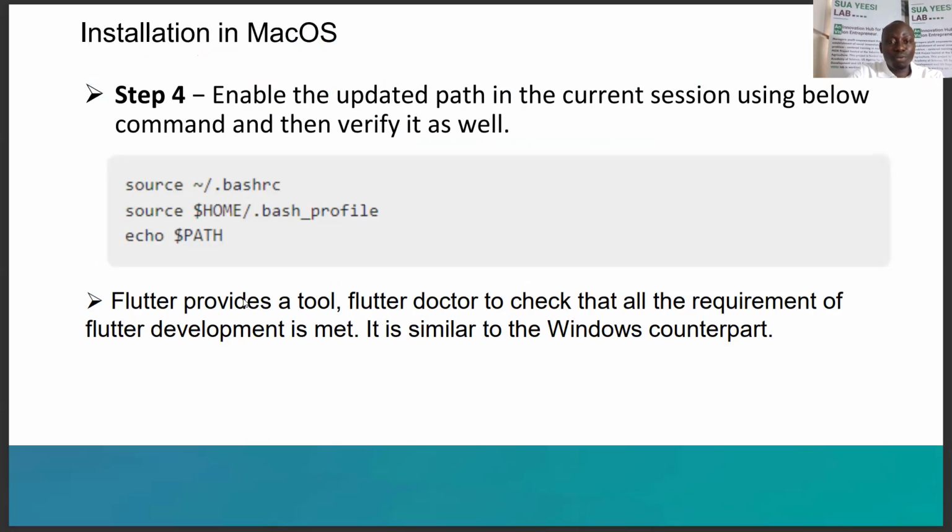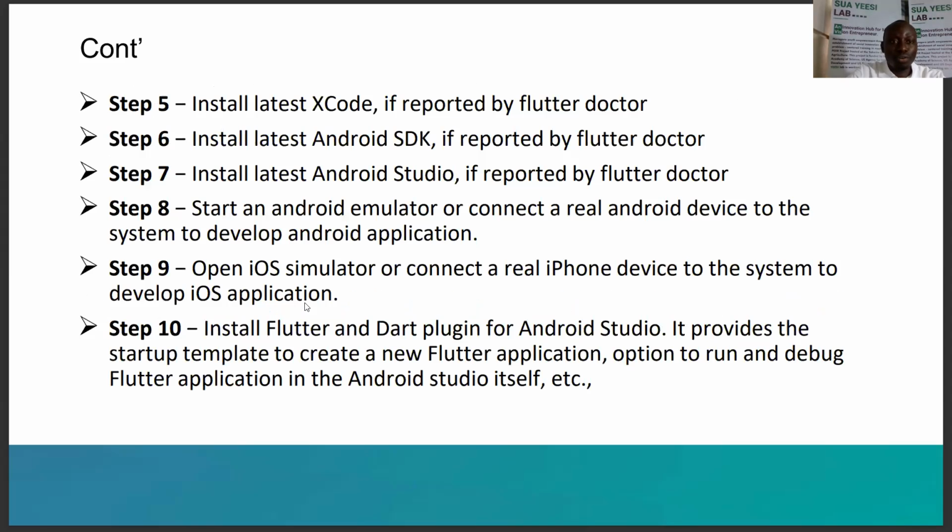Step number 4, enable the updated path in the current session using the below command. So you need to input this command so that you can change the path of the bin directory in your machine. Flutter provides a tool, the same Flutter Doctor, which checks if all the system requirements of a computer are being met, and if not, it provides you with a report so that anything that's missing in your computer, you can then just install it.